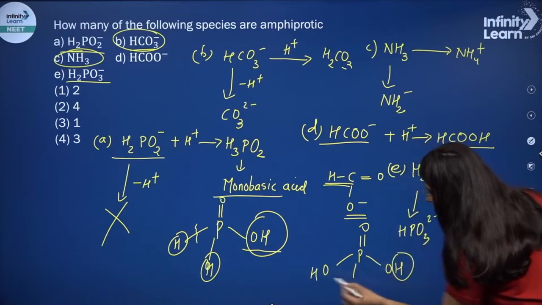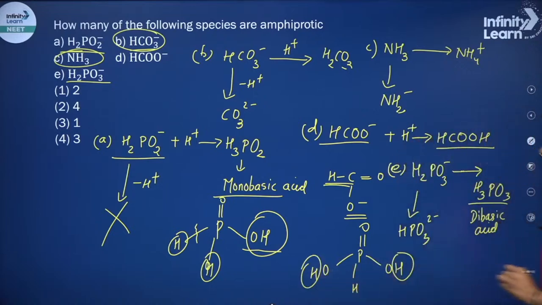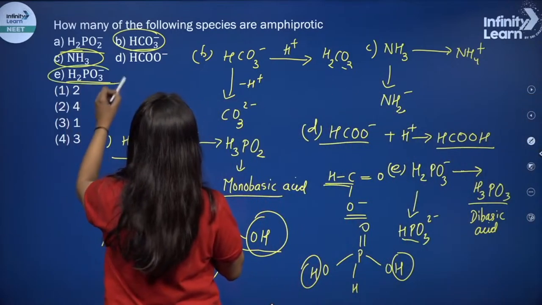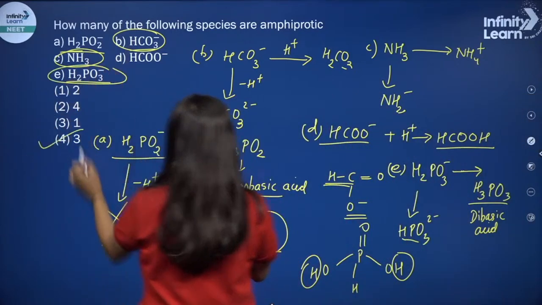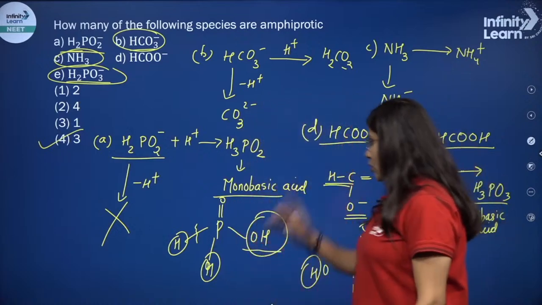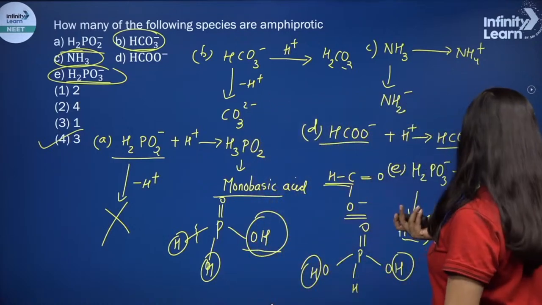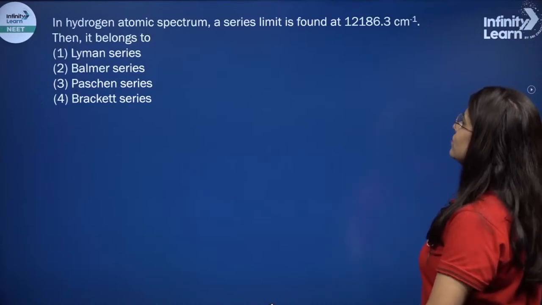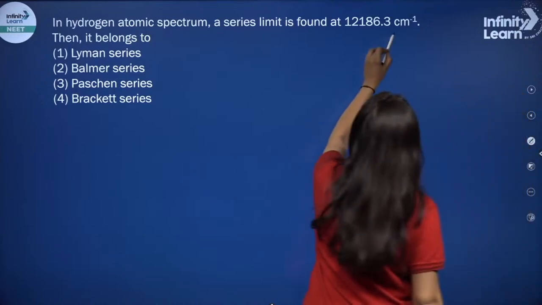So this ionizable H, it has two. That is why it can give these two, and it can gain as well as lose the H plus. So the number of amphiprotic species are 1, 2, and 3. So what is the correct answer? Correct answer is option number 4. Clear? Next.